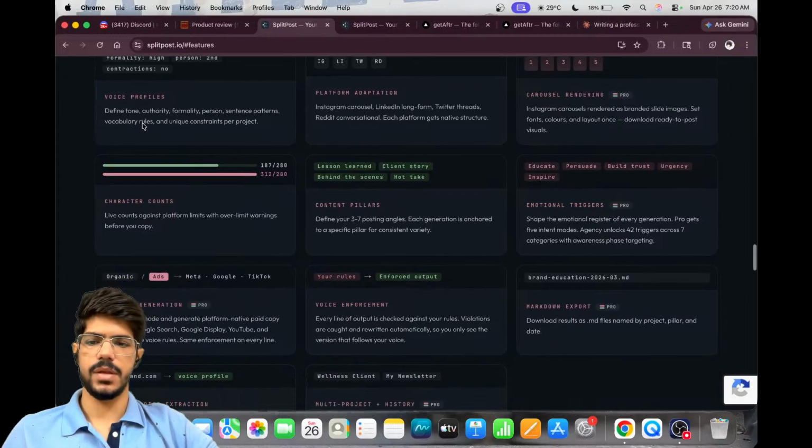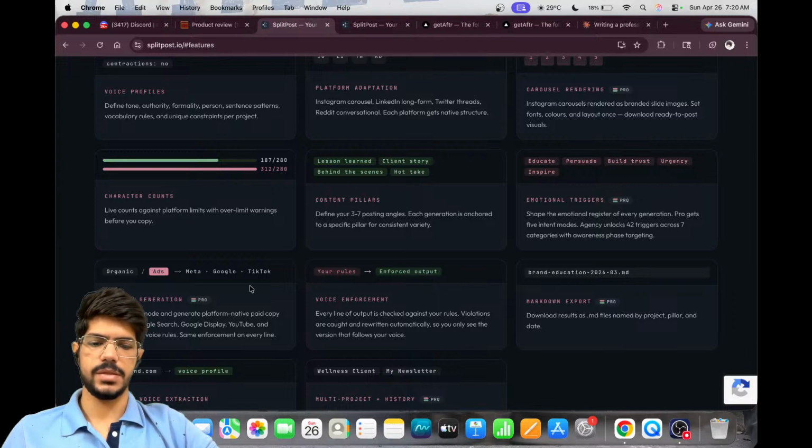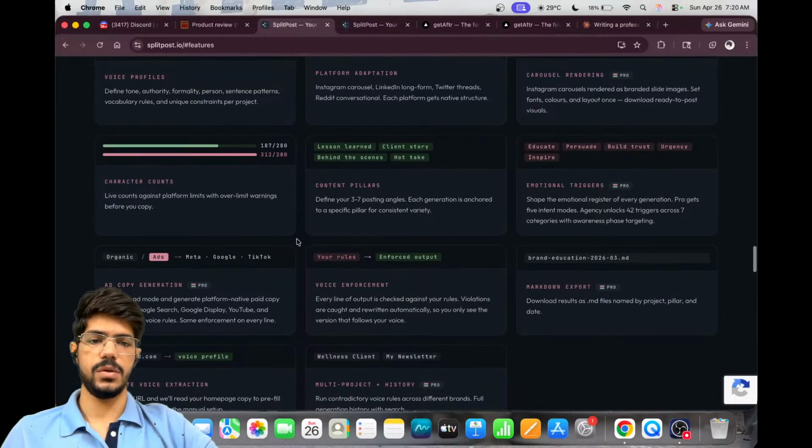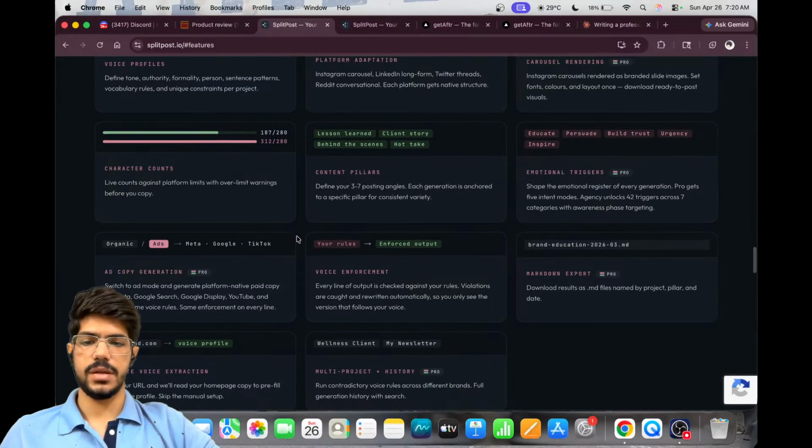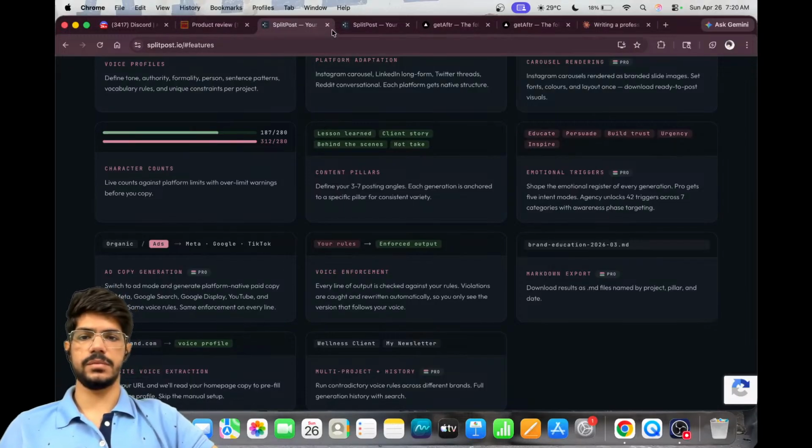Because you see, I do not know what this means right off the bat, right? I do not know what this means. I need to see it for myself. I need to know that, okay, these are the XYZ things that I can clearly see are better in the content that was generated by Split Post rather than something that was generated by Claude.